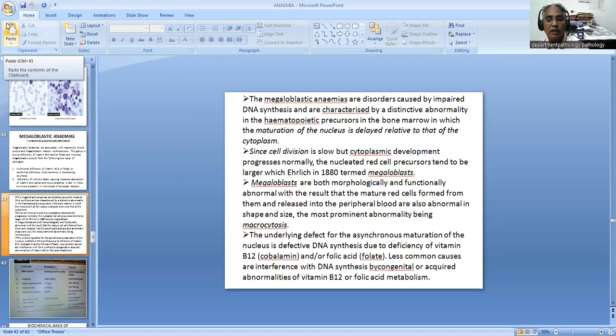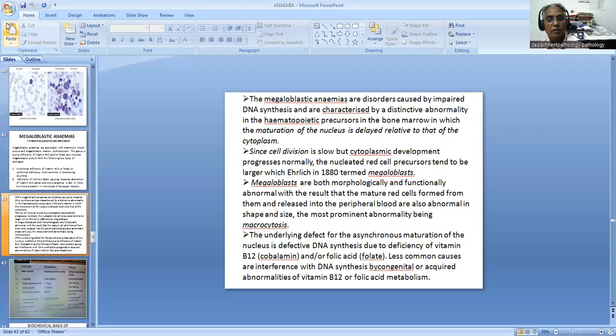Megaloblastic anemias are disorders caused by impaired DNA synthesis and are characterized by distinctive abnormalities in the hematopoietic precursors in the bone marrow, in which the maturation of the nucleus is delayed, in comparison to iron deficiency anemia, in which the maturity of the cytoplasm is delayed. So nuclear maturity is delayed relative to that of the cytoplasm. Since cell division is very slow, but cytoplasmic growth progresses normally.